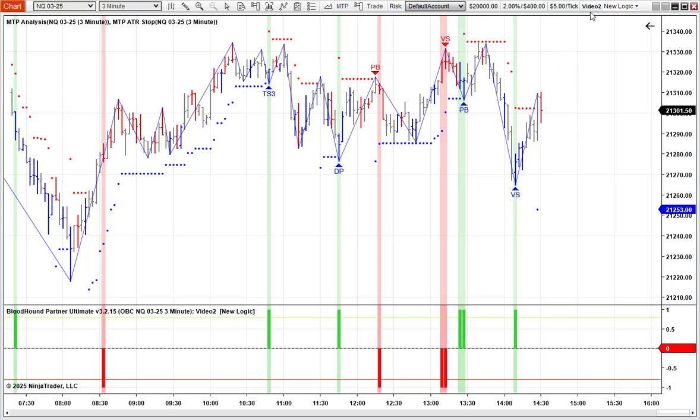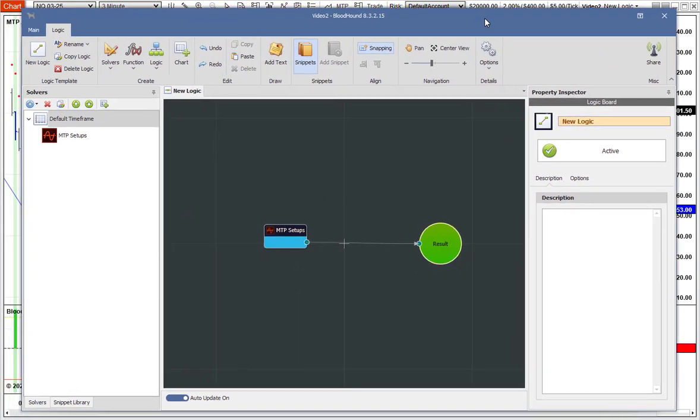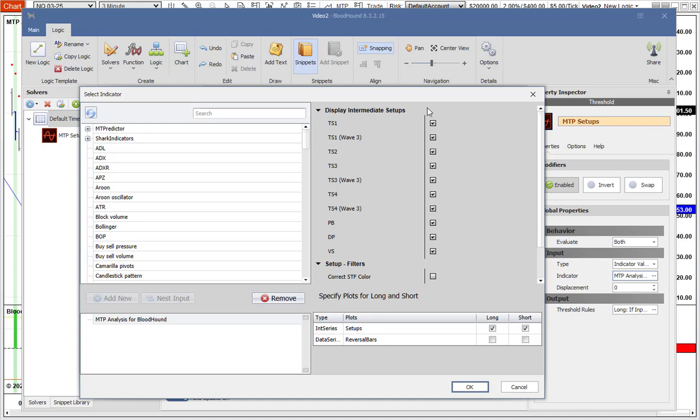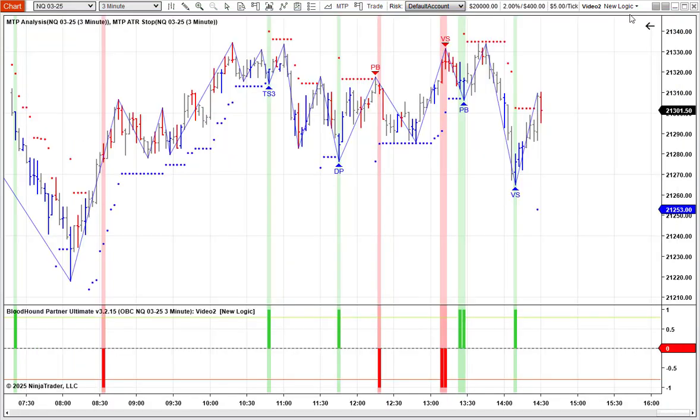By the way, on this particular video, if I bring the panel in here, you can see I'm actually looking for all our setups. And you can see here it found the VS buy, the PB buy, VS sell. All of these line up quite nicely.